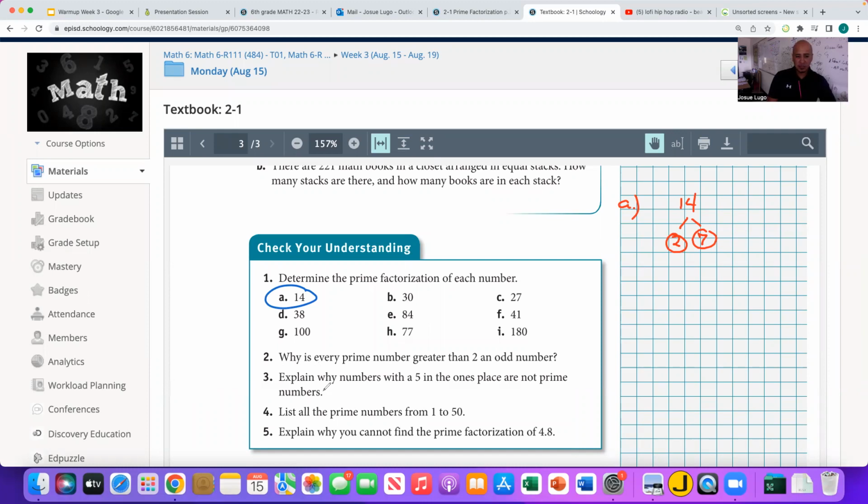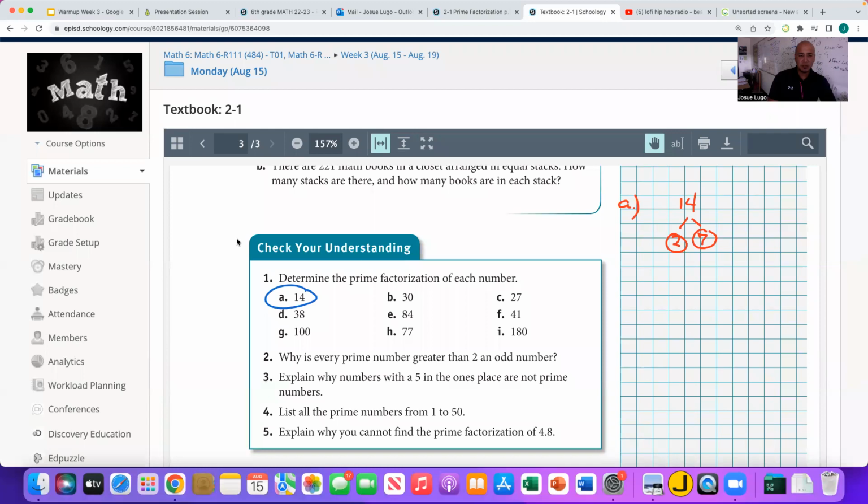And then this one is just not it. 2 times 3 is 6. 6 times 3 is 18. 18 times 7 is not 84. And then 2 times 42 is 84. But again, 42 is not a prime number, so that's not the answer. So the only one that works is B. So that's pretty much what you're doing for this assignment, ladies and gentlemen.